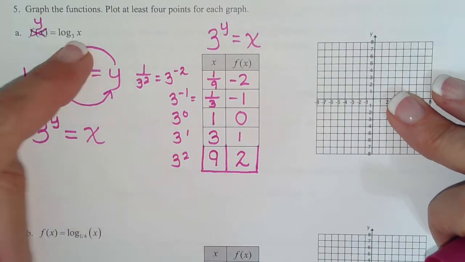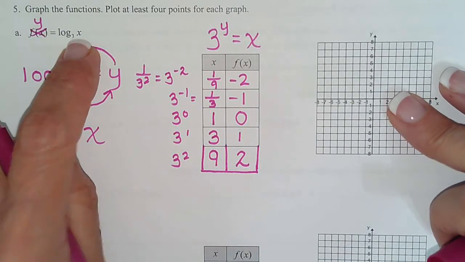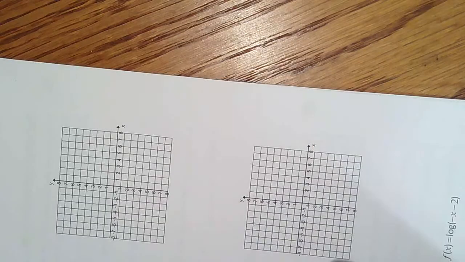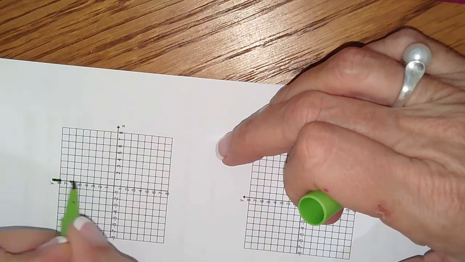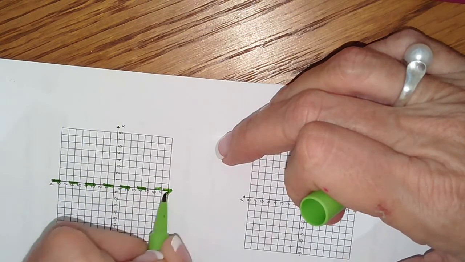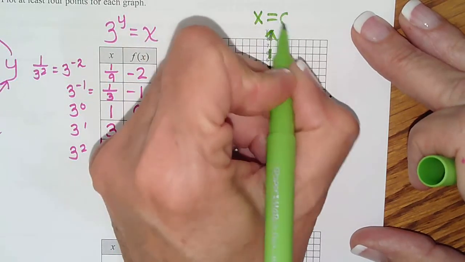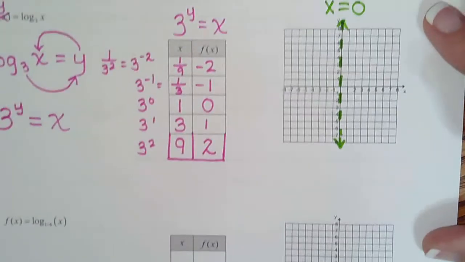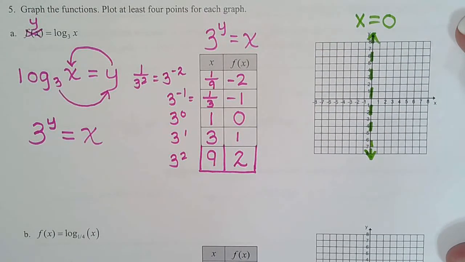So this graph has not been shifted left or right, so it is going to have the standard asymptote. So we have a vertical asymptote, and we label it x equals 0. All vertical lines are labeled x equals, and this one lies right on the y-axis, so it's x equals 0.